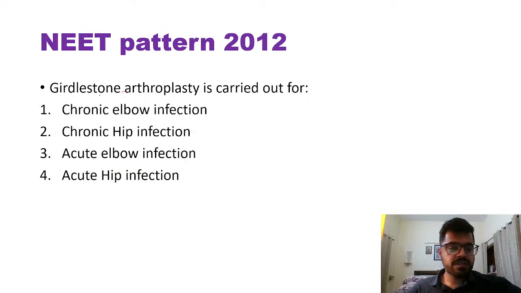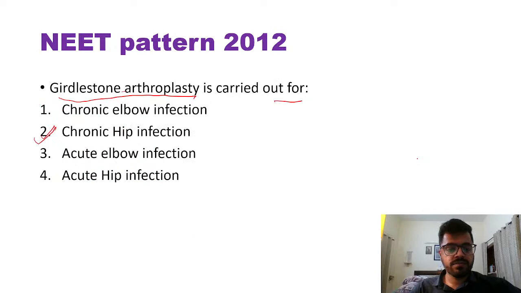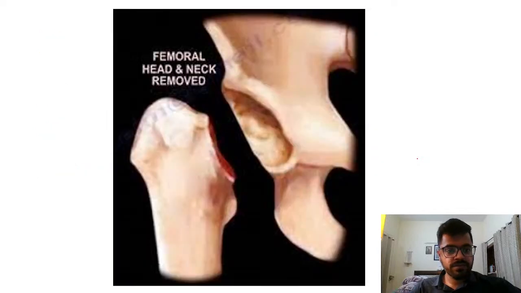Girdlestone arthroplasty is carried out for: chronic elbow infection, chronic hip infection, acute elbow infection, acute hip infection. So it is chronic hip infection, as we just discussed. This is Girdlestone arthroplasty, where the femoral head and neck are removed. It is done in chronic infections of the hip joint.